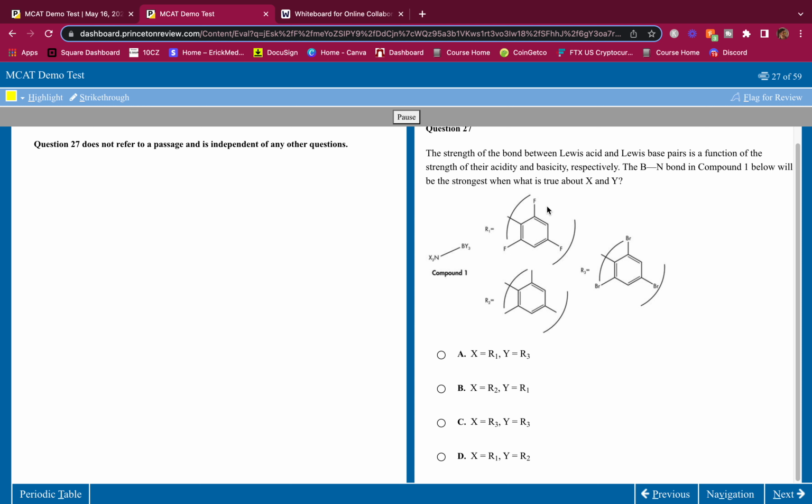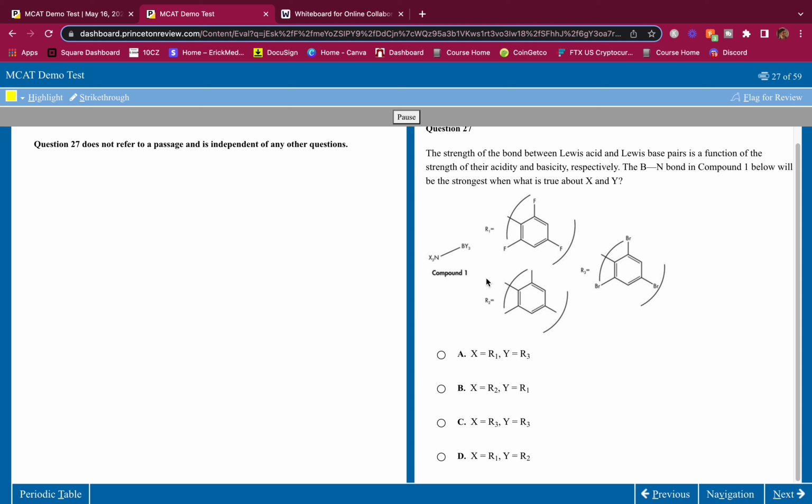Don't get confused and think acidity like your Bronsted acid and Bronsted bases, okay? This is talking about Lewis acid and Lewis base. So one of them very Lewis base, very electronegative, and the other one very Lewis acid, the low electronegative.